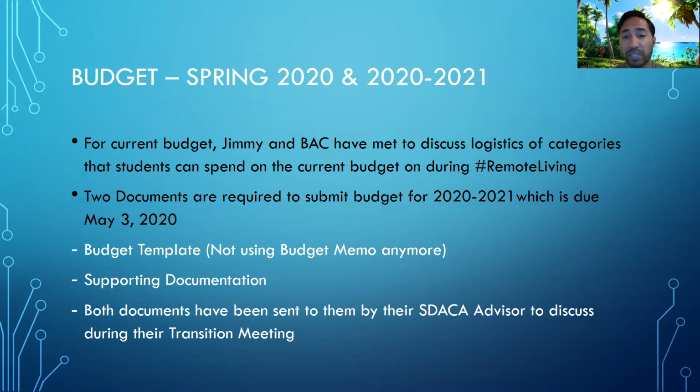The budget for spring 2020, and then also the budget that needs to be submitted for the following academic year, 2020 and 2021. So for the current budget, Jimmy and our Budget Allocation Council have met, and they are encouraging all students to reach out to their respective BAC advisor to ask them about any type of questions that they may have about how they can currently spend their budget. And so please, I would encourage you all to talk with your student leaders to make sure that they are talking with their BAC advisors to discuss potential budget spending for their current budget this year.